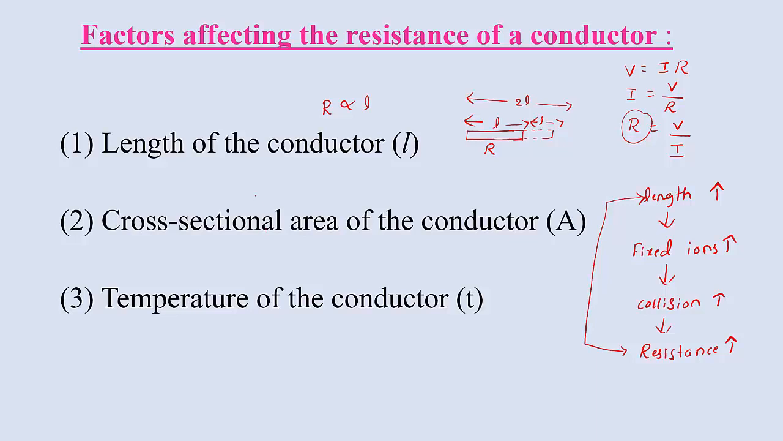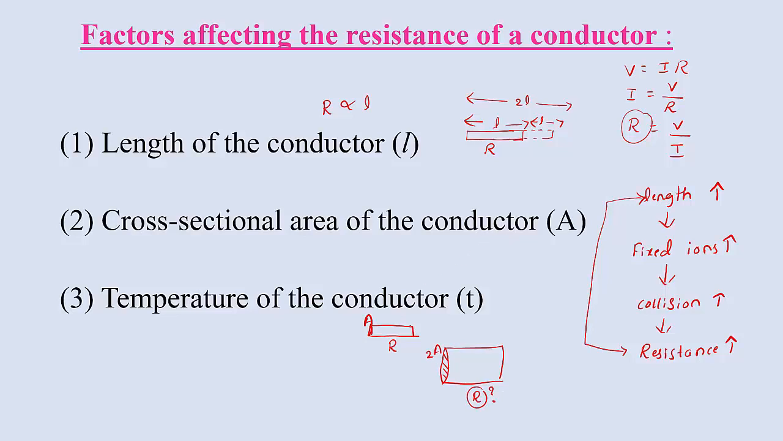So how does the relation between resistance and area take place? Now I consider a conductor having cross-sectional area A, and initially it has resistance R. Now I want to increase the cross-sectional area of the same conductor. This is the conductor, and now I increase its cross-sectional area. Let us take it as 2A. Then how does the value of R change?